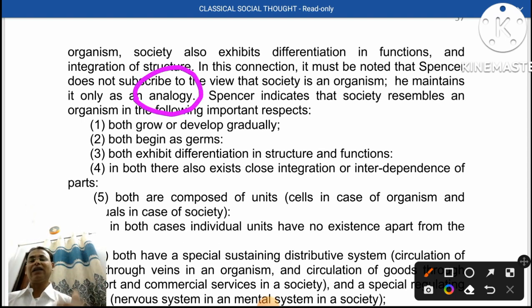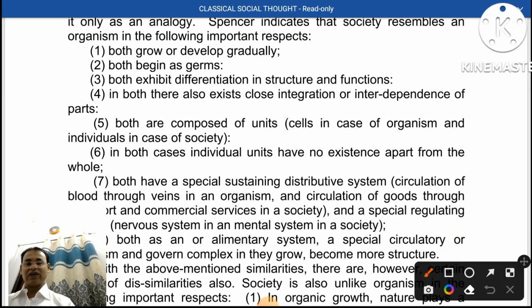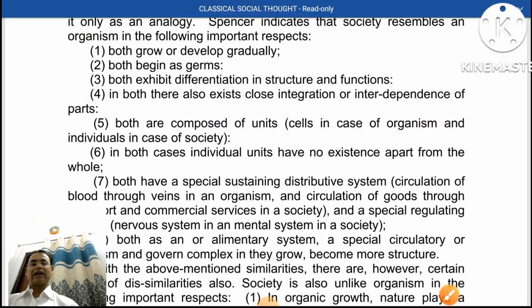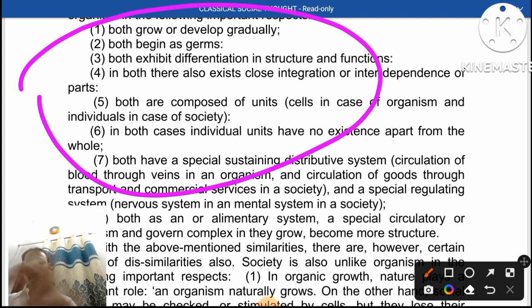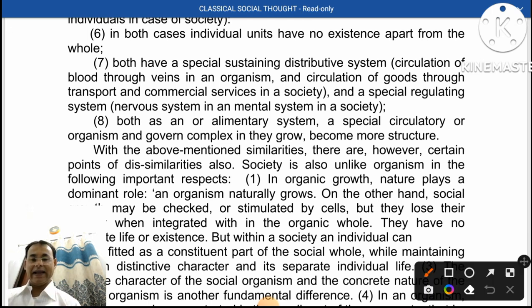Spencer indicates that society resembles an organism in the following important aspects. Both grow or develop gradually. Both begin as germs. Both exhibit differentiation in structure and function. In both, there also exist close integration and interdependence of parts. Both are composed of units. In both cases, individual units have no existence apart from the whole. Both have a special sustaining distributive system: circulation of blood through veins in the organism, and circulation of goods through transport and commercial services in society. Both have an eliminatory system and a special circulatory organism, and as they grow, they become more complex and more structured.